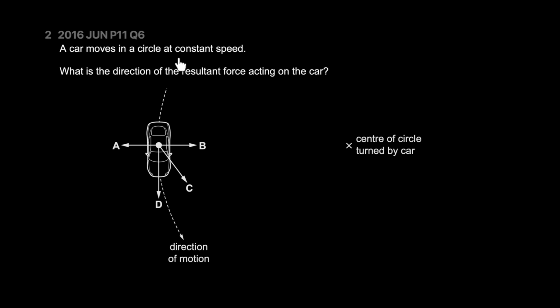A car moves in a circle at a constant speed. What is the direction of the resultant force acting on the car? Well, it's turning in the circle. The speed is constant, so you'd assume there's no force because there's no acceleration. But it keeps turning, so the velocity is changing, right? Because the direction of the car keeps changing. Velocity is not just the speed, but also has direction. So B, it's towards the center that the force is acting, because the car keeps turning towards the center of this circle as it keeps moving around in a circle.